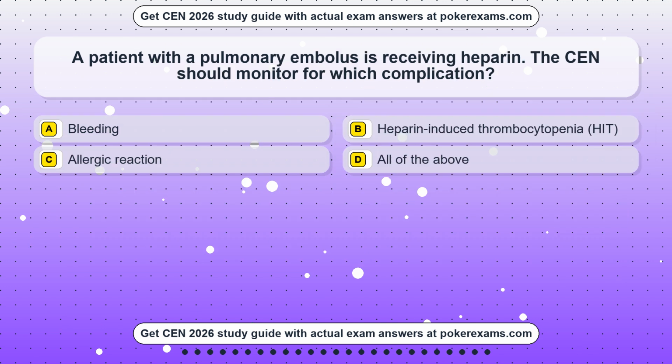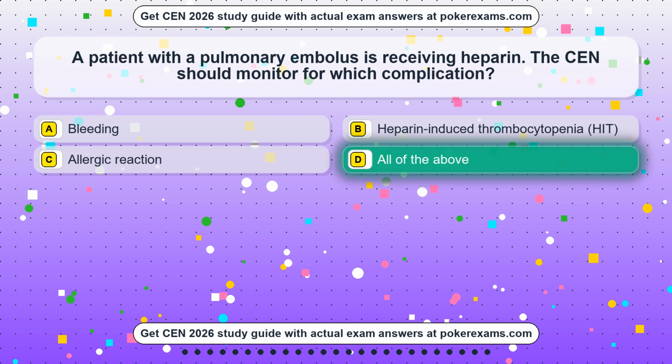Question 24. A patient with a pulmonary embolus is receiving heparin. The CEN should monitor for which complication? Option A, bleeding. Option B, heparin-induced thrombocytopenia, HIT. Option C, allergic reaction. Option D, all of the above. The correct answer is option D, all of the above.